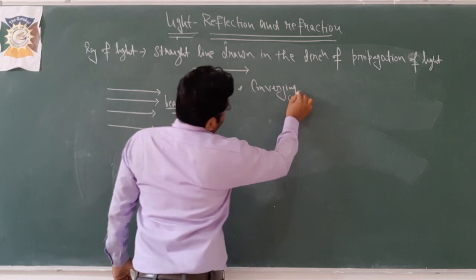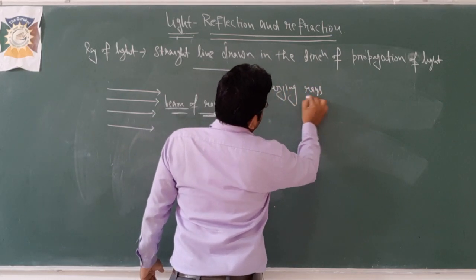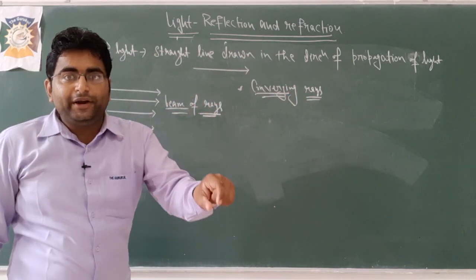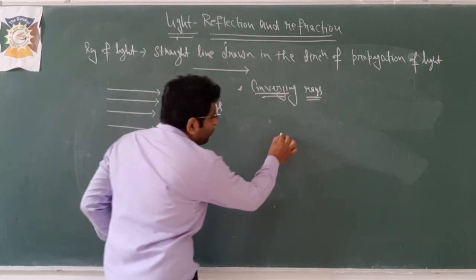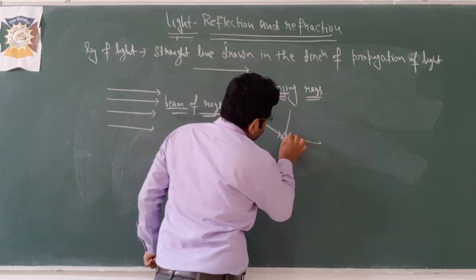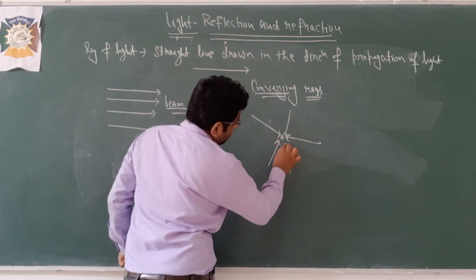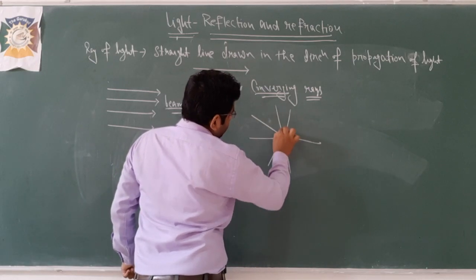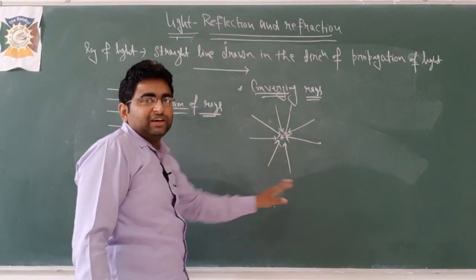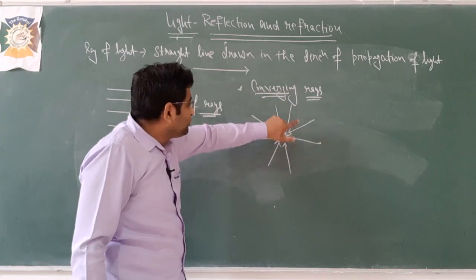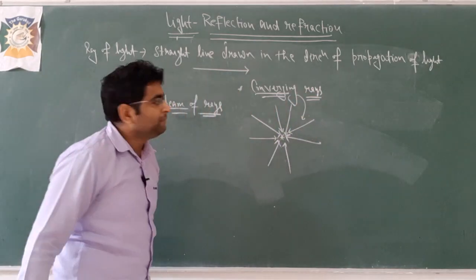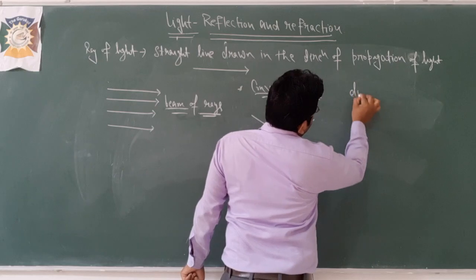Next we have converging rays. Whenever the rays meet at a point, suppose this is a point and rays of light are approaching this point, then these rays are known as converging rays. Clear? Okay, beta.